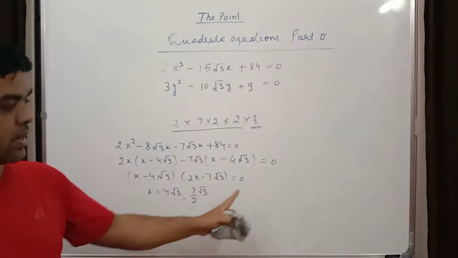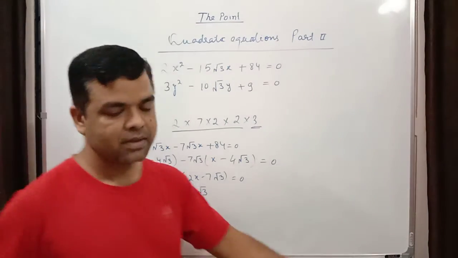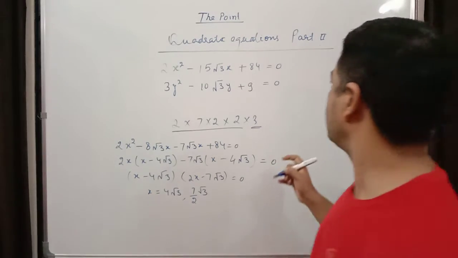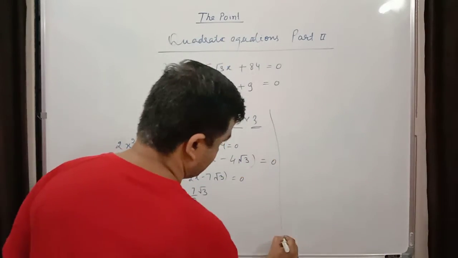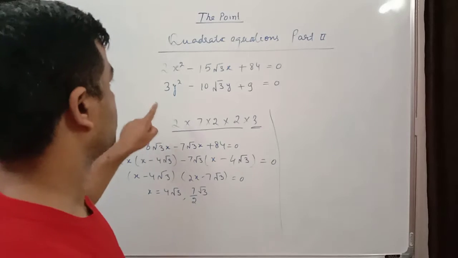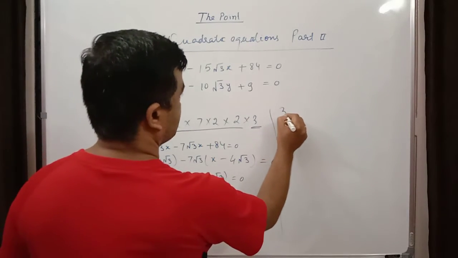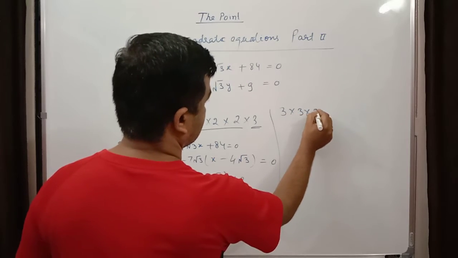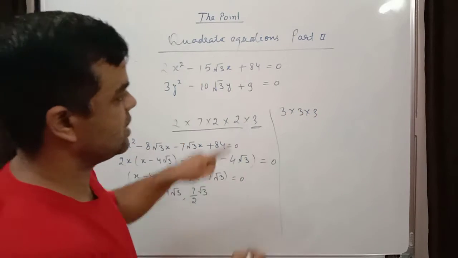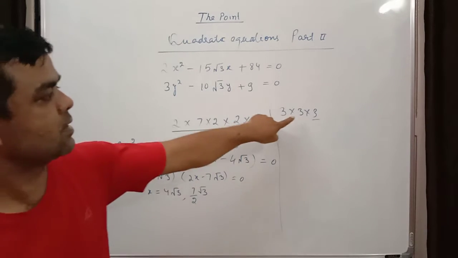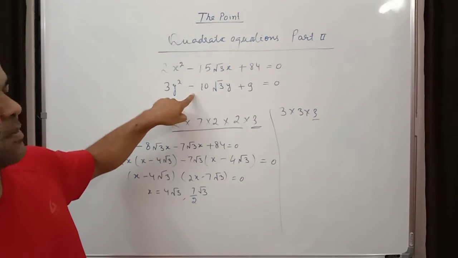If root 3 comes in both the roots of x and y, then we can cancel it out for the comparison. So don't solve further. Now take equation number 2. Here 3 root 3 is there. Make the factorization, 3 into 3 into 3. In the same way, root 3 is here. Take 3 out. Then 9 remaining. 9 and 1, 9 plus 1 is 10.